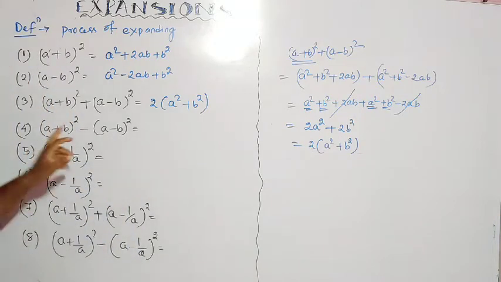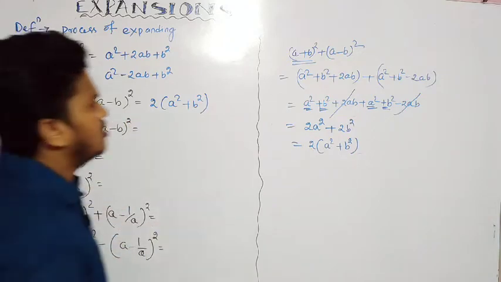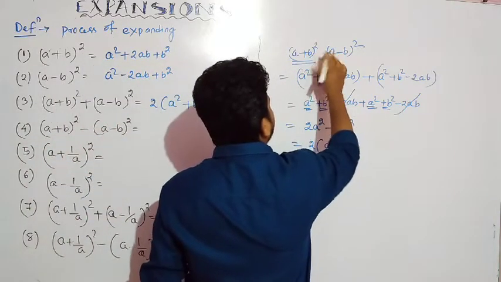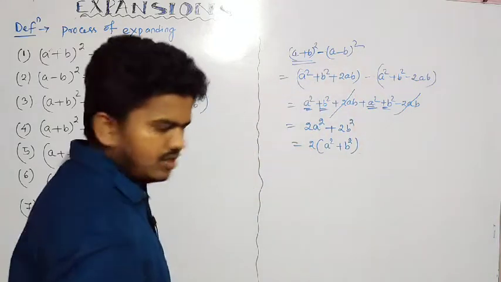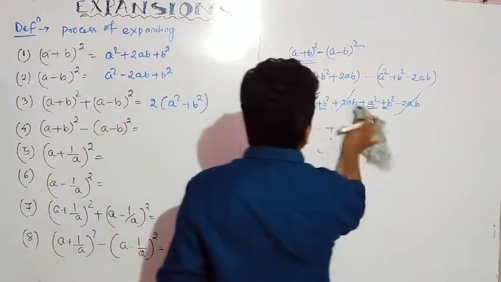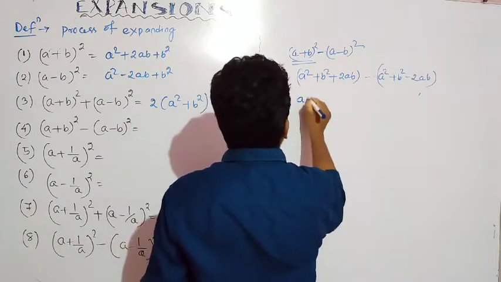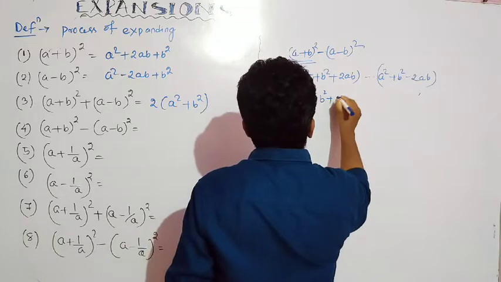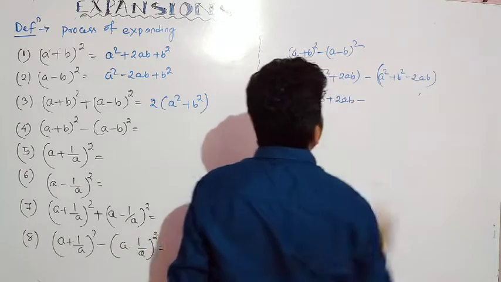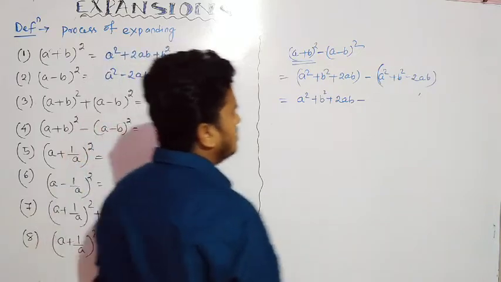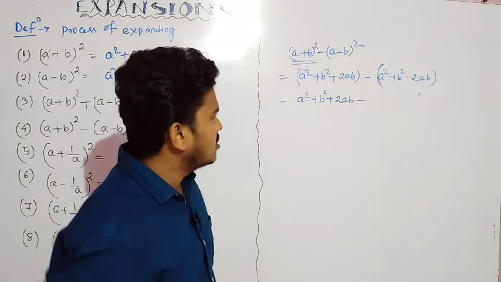Similarly, if I take a plus b whole square minus a minus b whole square, this plus becomes minus. So when it becomes minus, what happens here? We can write a square plus b square plus 2ab. After opening the bracket, which sign is here? Negative sign is here. So all the positives become negative and negatives become positive. So sign will change here.